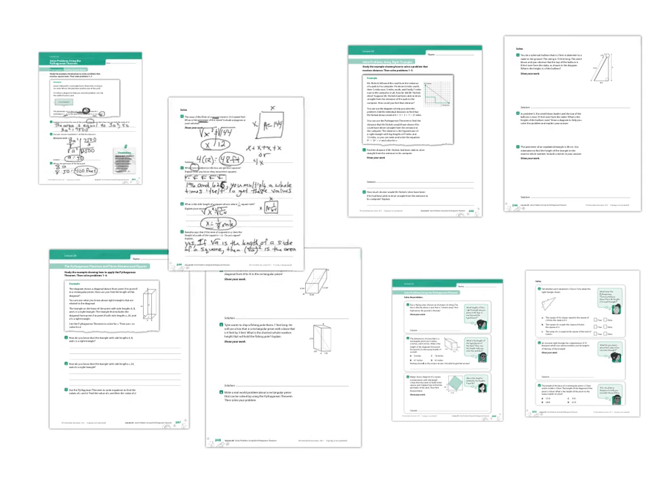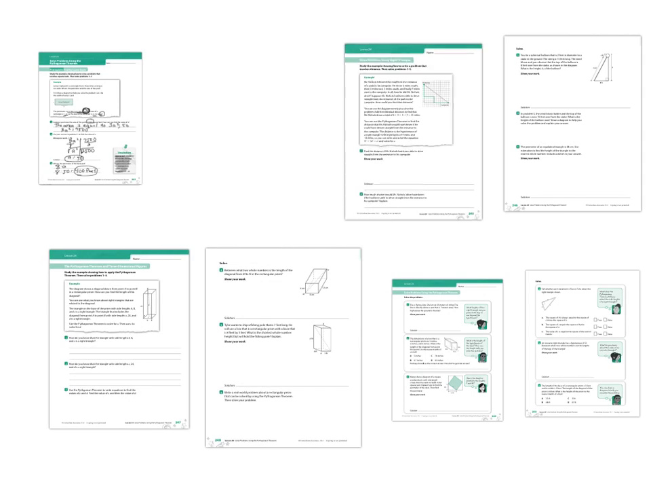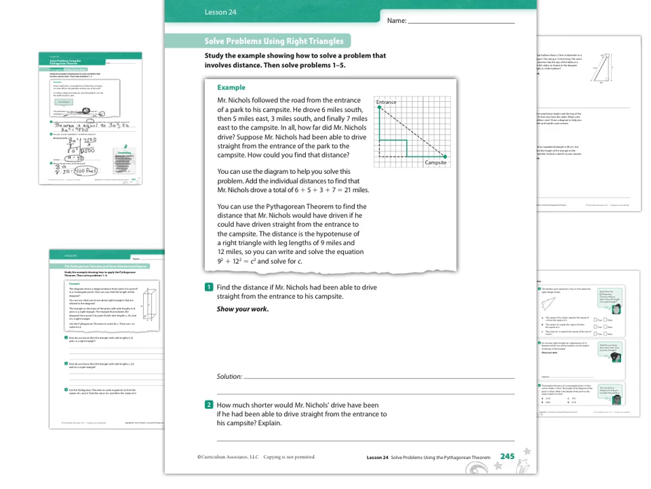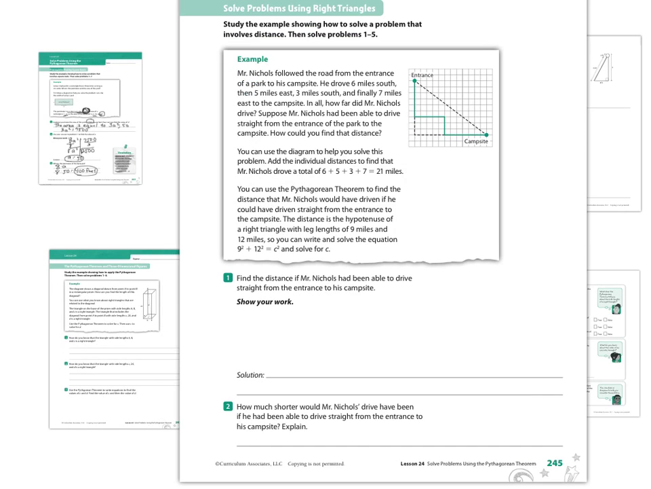Okay, moving on to page number 3. Page number 3 starts off with solving problems using right triangles, and this is where we get into the Pythagorean theorem. Taking a look at this example, Mr. Nichols drove 6 miles south, he then drove 5 miles east, he then drove 3 miles south, that's a 3 everybody, and then he finally drove 7 miles east to get to the campsite. In all, how far did he drive?